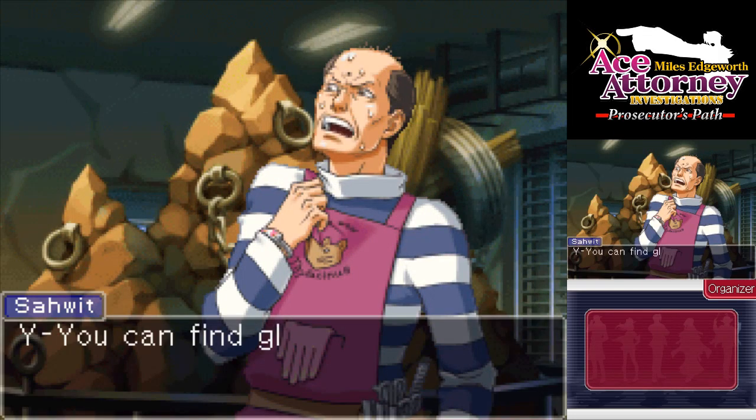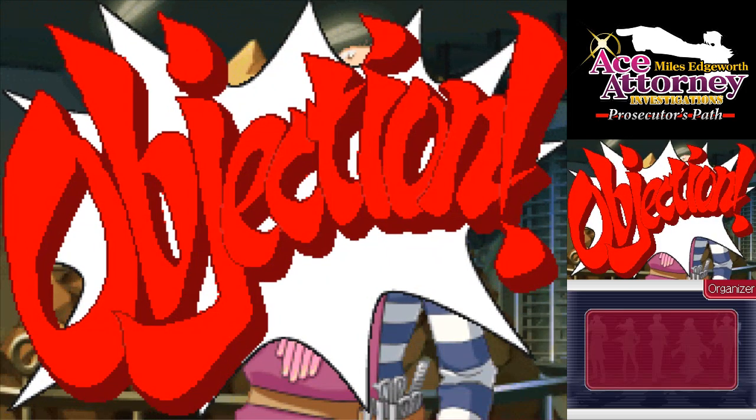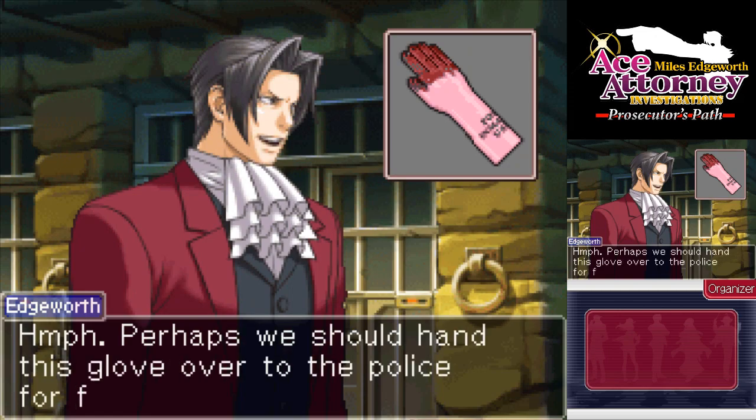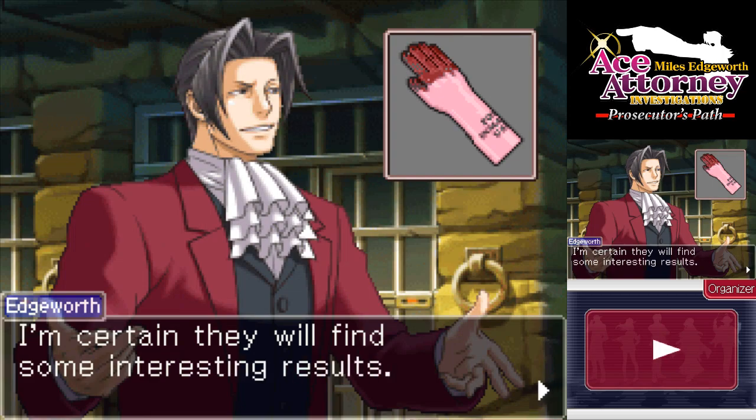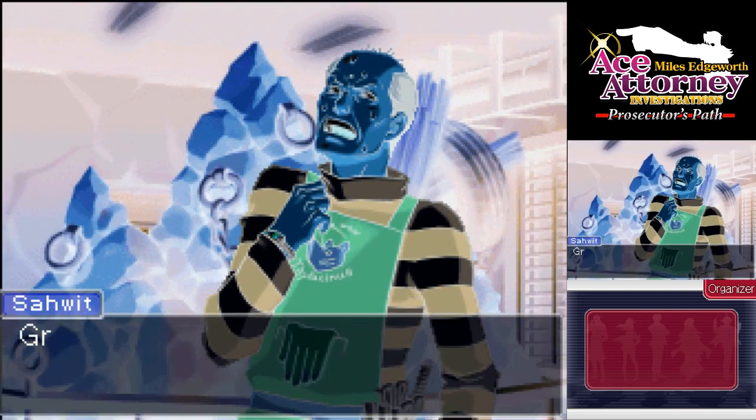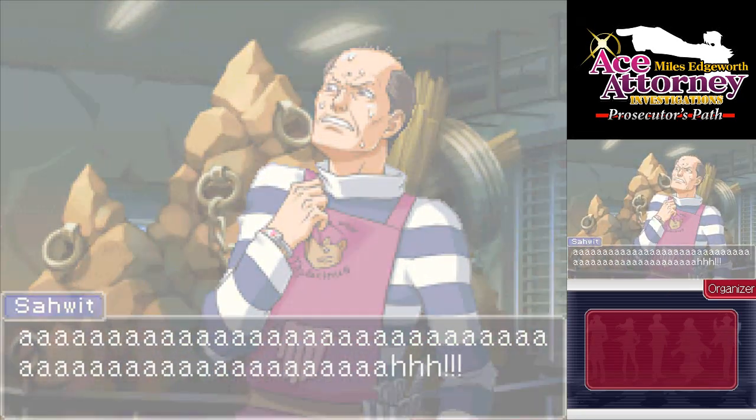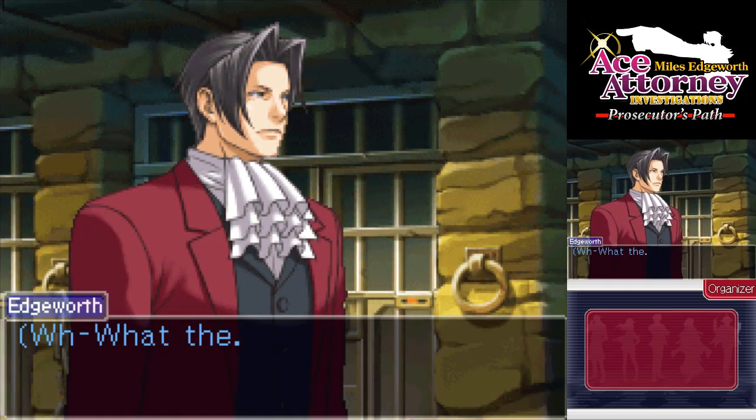Hold it! You can find gloves like these anywhere in the prison. Your evidence proves nothing. Perhaps we should hand this glove over to the police for fingerprinting. I'm certain they will find some interesting results. Oh. Ah! It's over. Objection. What the?